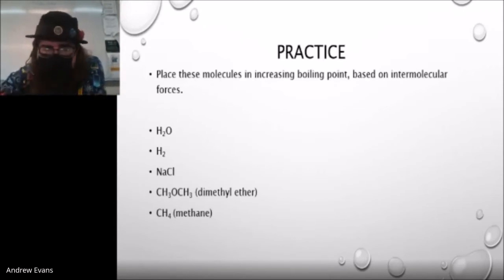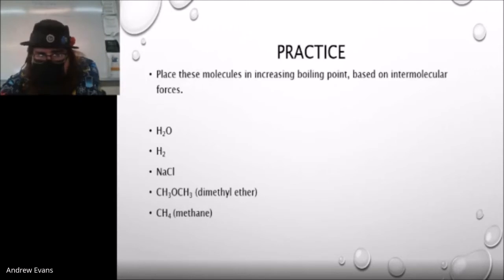So we're left here with methane and H2. If you're just comparing these guys, both of them are nonpolar. So how are we going to differentiate? The easiest way is to look at size. Which one is bigger, a carbon and 4 hydrogens or 2 hydrogens? Carbon and 4 hydrogens is going to have more electrons, so it's going to have more London dispersion forces. So starting from the lowest, hydrogen is the lowest with London dispersion forces. Methane is the second lowest, also with London dispersion forces. Next comes dimethyl ether with dipole-dipole. Next is water with hydrogen bonding. And sodium chloride is going to be straight up ionic.